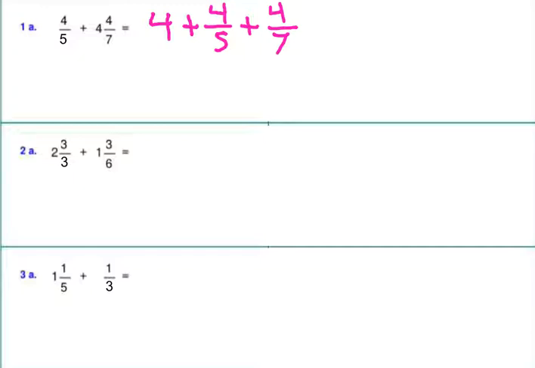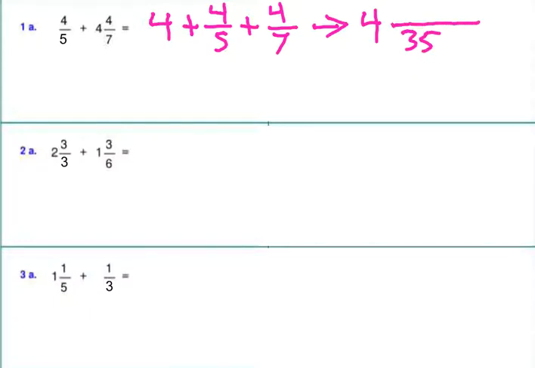We can add fractions that don't have the same denominator, right? What do you have to do to the denominator? Multiply them. What is 5 times 7? 35. All right, so this is going to turn into 4 whole, 8 over 35. The denominator is now going to be 35.